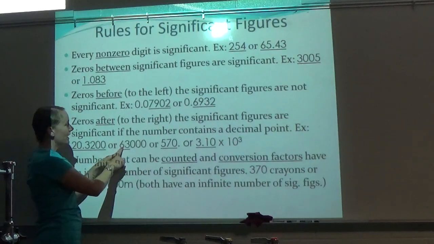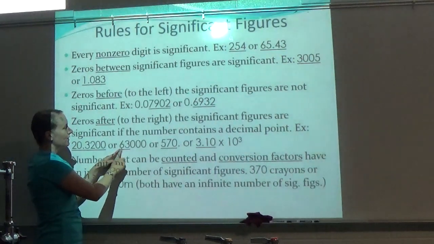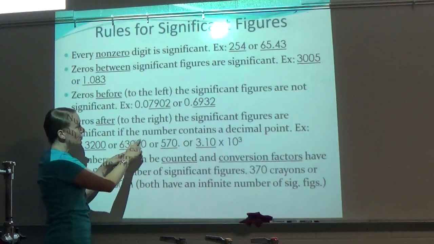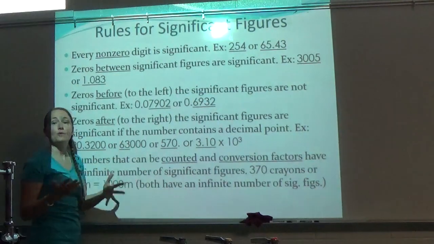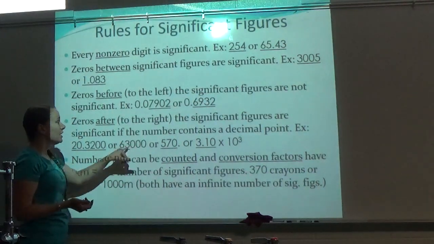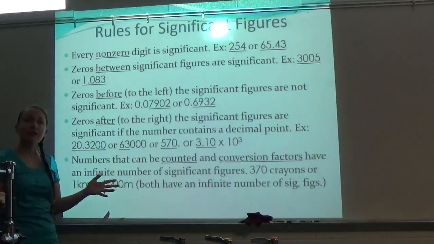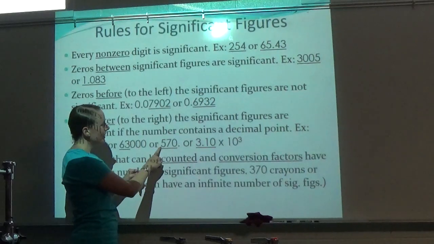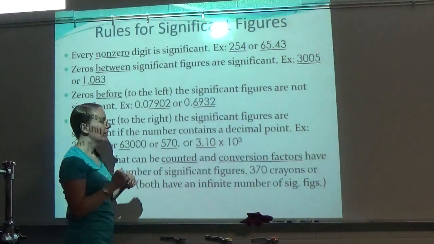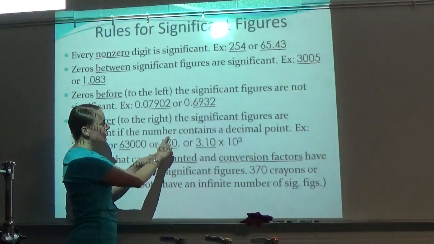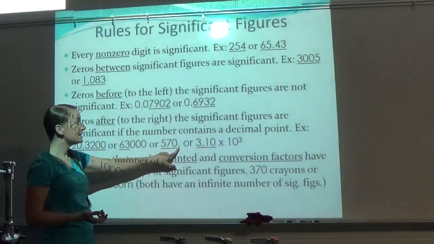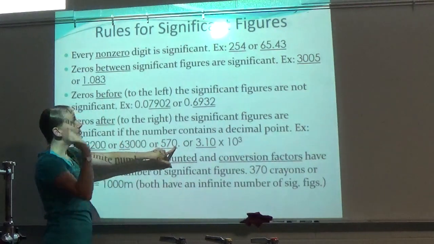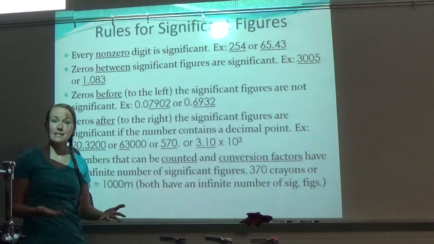All right, so here we have 63,000. 6 and 3 are significant because of rule 1, they're not zeros. These zeros are after or to the right of the numbers, but I don't see a decimal point. So they are not significant, they are just placeholders. Again, they're still there, they're just not significant. On the other hand though, if I have 570 point, then that 0 after the 5 and 7 becomes significant because then I see a decimal point. So 5 and 7 are significant because of rule 1. The 0 after the numbers is significant because I can see a decimal point.